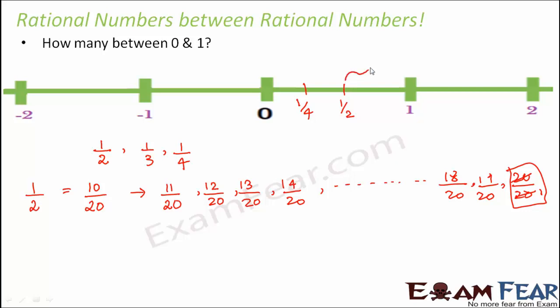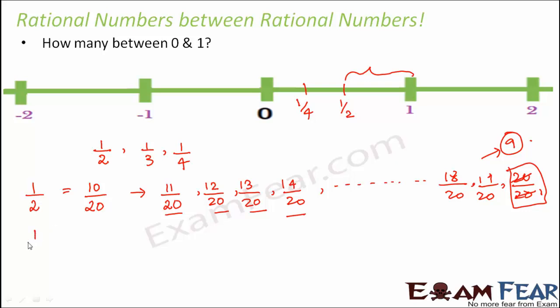That means in this portion, you have all these numbers, 11 by 20, 12 by 20, 13 by 20, 14 by 20. So how many do you have here? We already got some 9 rational numbers here. So there are some 9 rational numbers between 1 by 2 and 1.